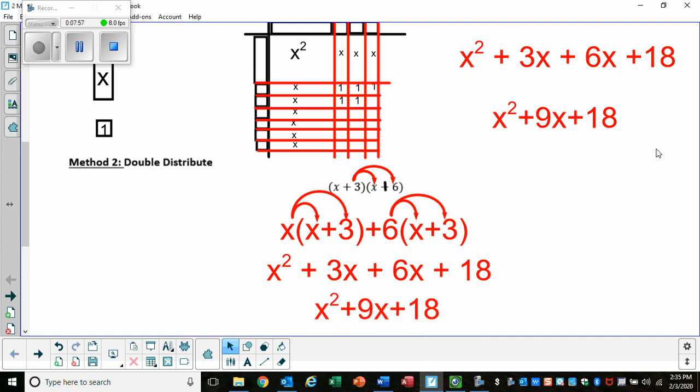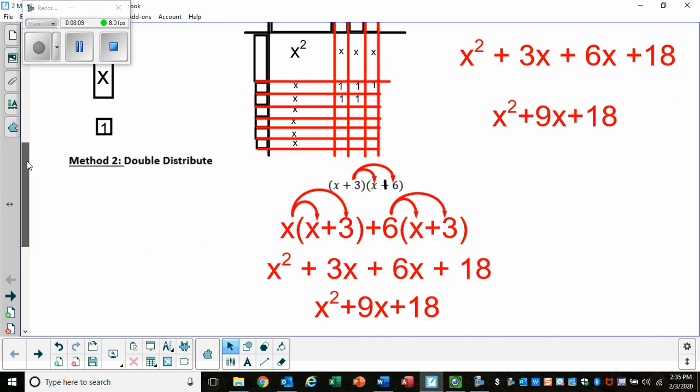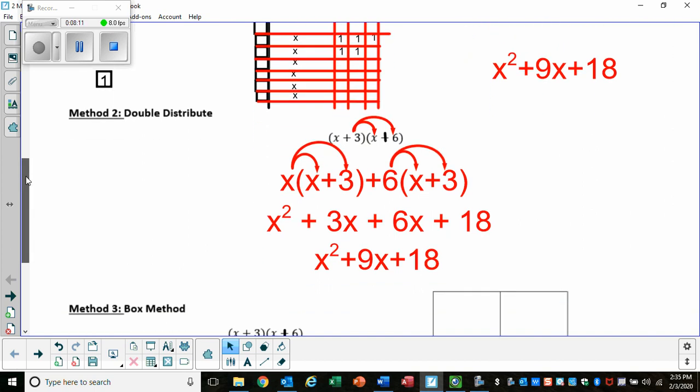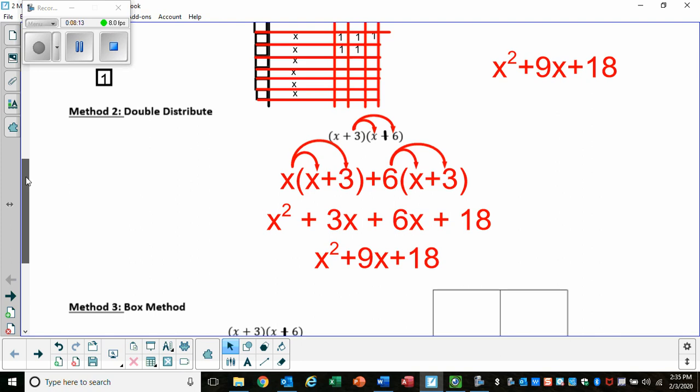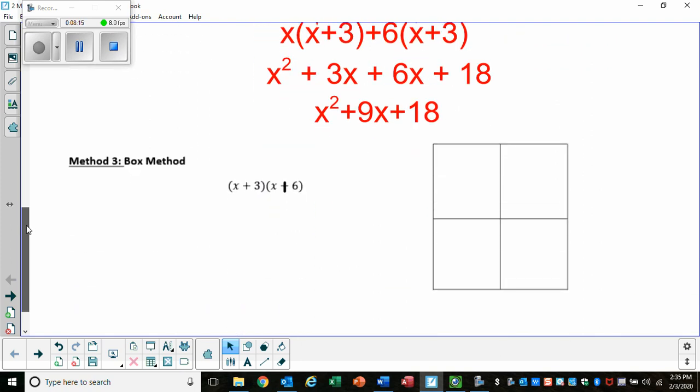Anyway, so if you can see, I get the same answer. I actually get the same numbers going on as well. It's because I'm multiplying the same things together. It's just different ways of looking at how you're multiplying. Okay, so that's double distributing. The next one is the box method, which is yet another way to organize it. To be honest, I think this is probably the way you're going to use it the most.